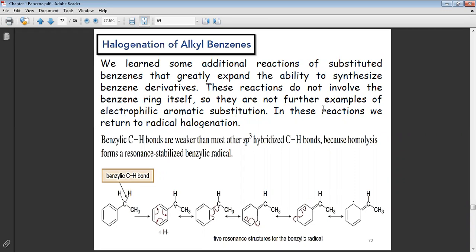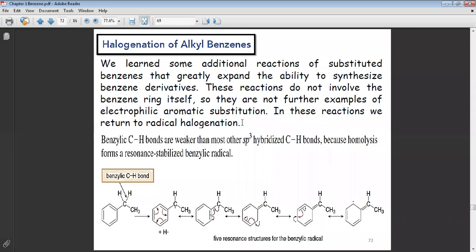Okay. In this reaction, we return to the radical halogenation, a free radical mechanism. We took it before in chapter 2, the alkane compounds, in the first semester. You know the free radical halogenation mechanism. We have 3 steps: initiation, propagation, and termination.